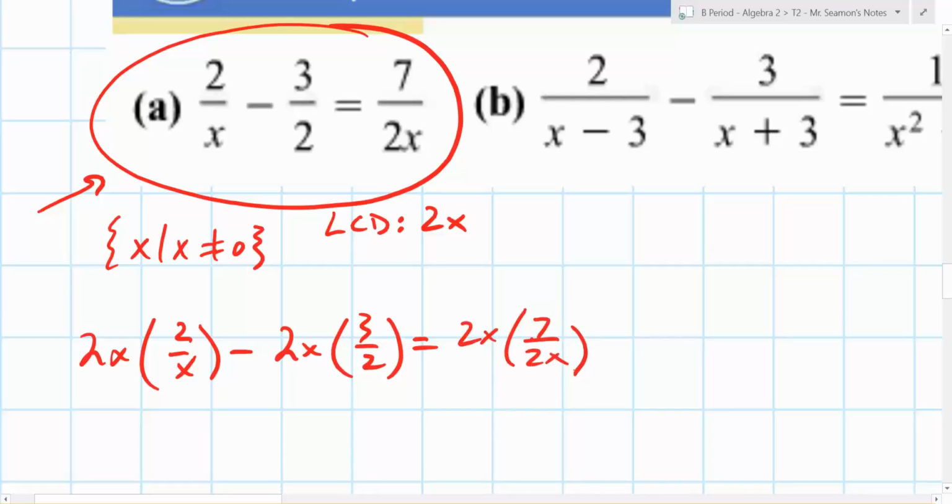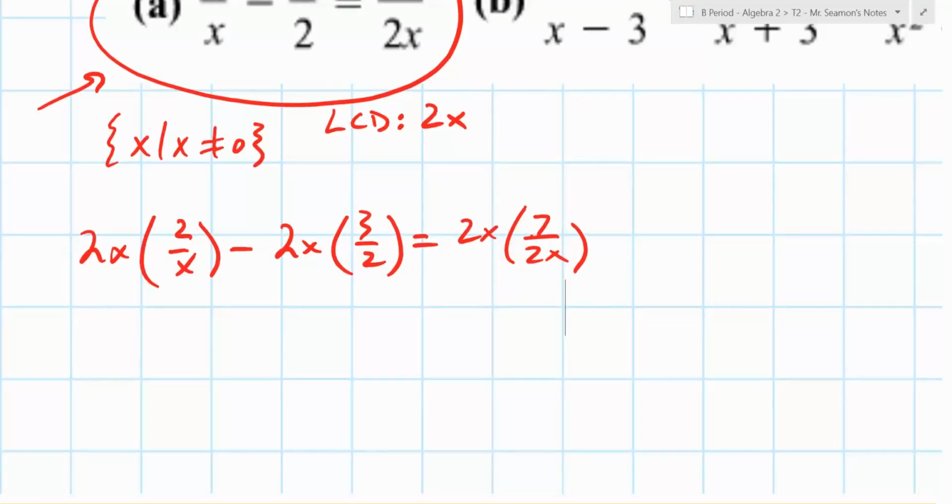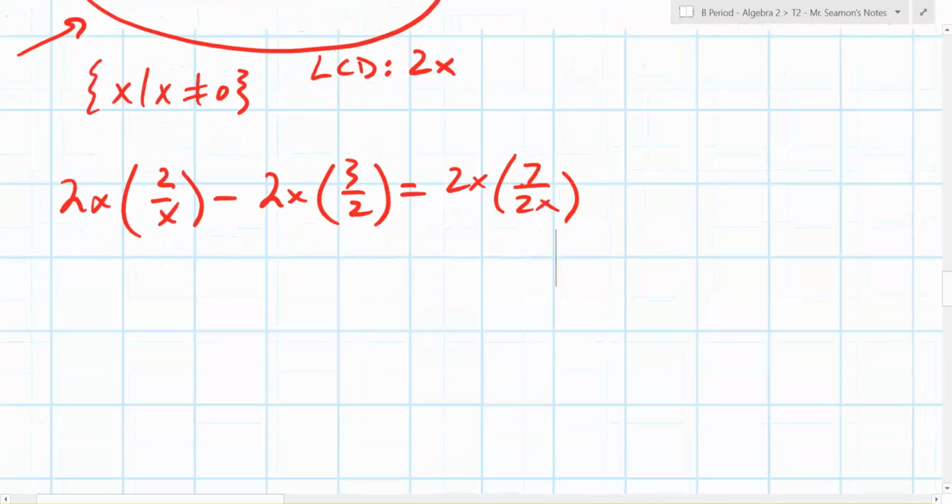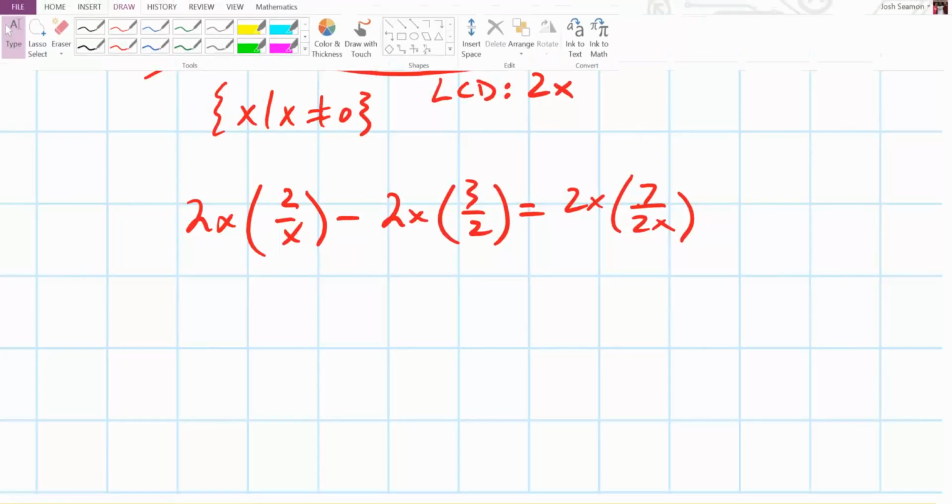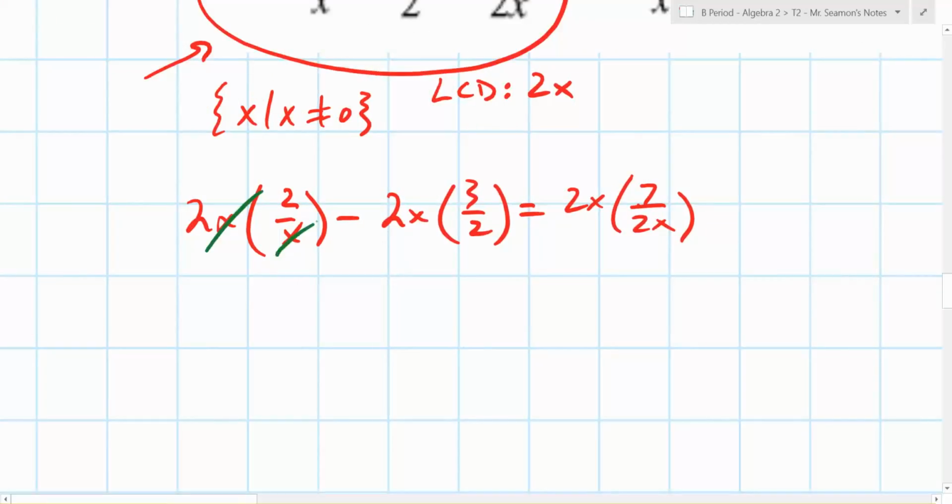Now why did we do that? What should theoretically happen when we do this multiplication? What happens to all the denominators? Can you tell me, on the first product right here, what cancels? The x goes away, right? What cancels over here? 2. So what's left?